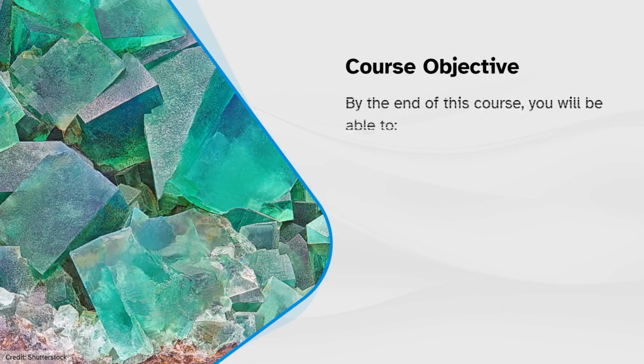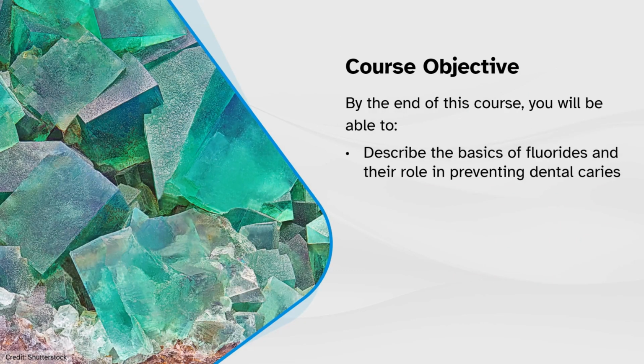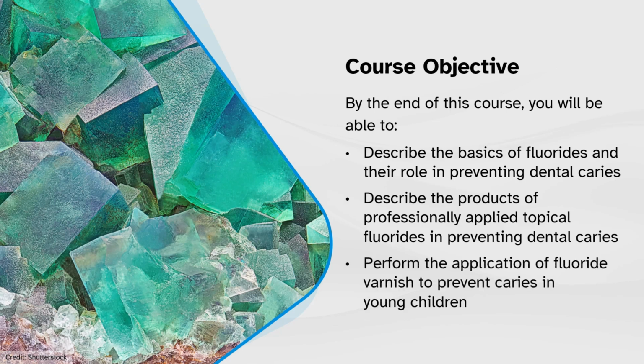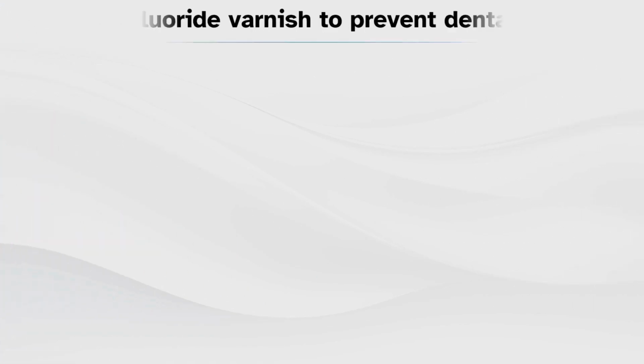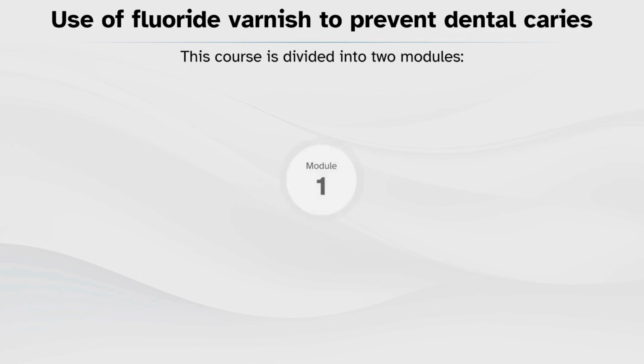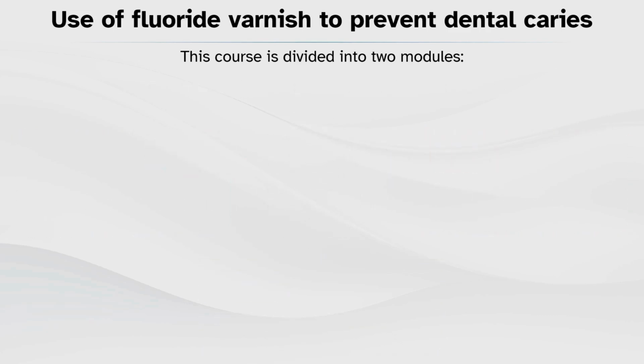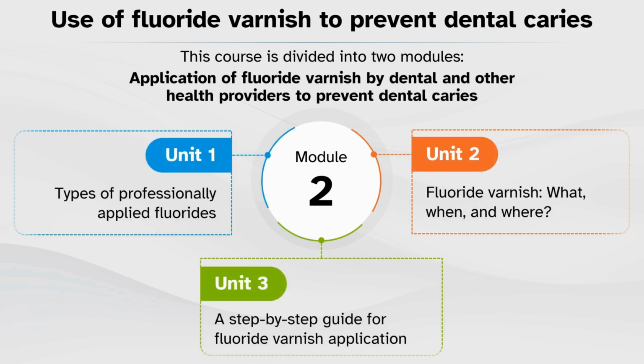By the end of this course, you will be able to describe the basics of fluorides and their role in preventing dental caries, describe the products of professionally applied topical fluorides in preventing dental caries, and perform the application of fluoride varnish to prevent caries in young children. This course is divided into two modules. Module 1, Use of topical fluorides to prevent dental caries, and Module 2, Application of fluoride varnish by dental and other health providers to prevent dental caries.